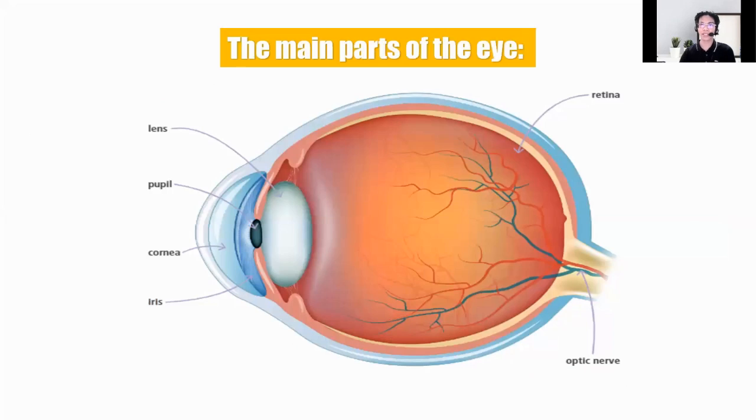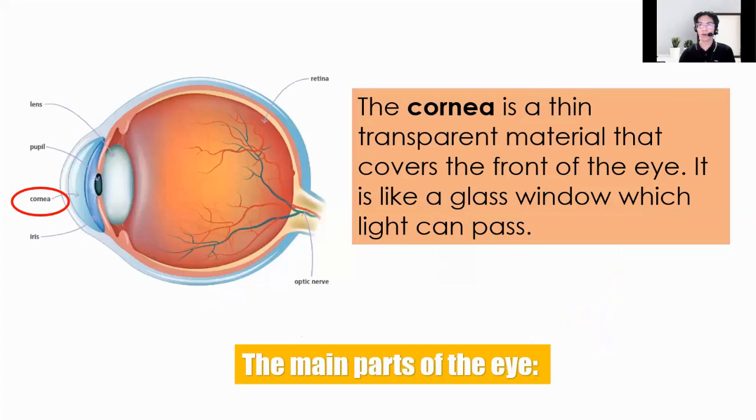The main parts of the eye include the lens, the pupil, the cornea, the iris, the retina, and the optic nerve. The cornea is a thin, transparent material that covers the front of the eye. It is like a glass window which light can pass.